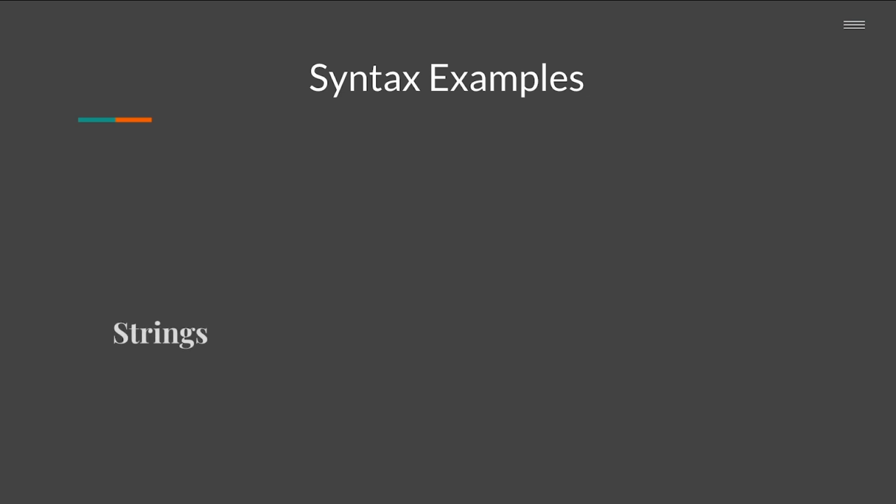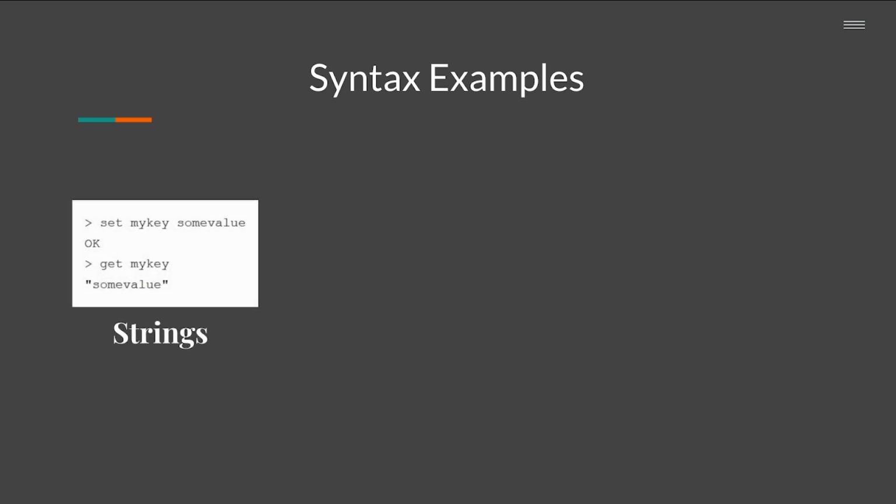So in terms of strings, what are we doing in this example? We're in the Redis CLI and we're using the set command to set my key to some value. We get a prompt back saying okay, and then we're getting that value back, and we can see that some value gets returned to us. So it was set up here and you are retrieving it down here. That's just a basic set and get that you'd see in any NoSQL database.